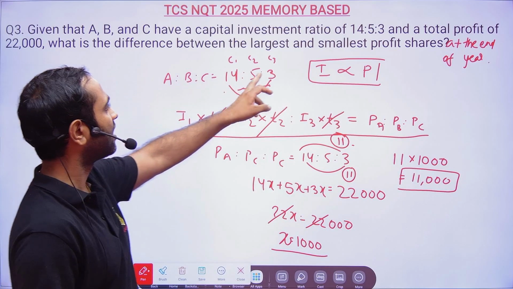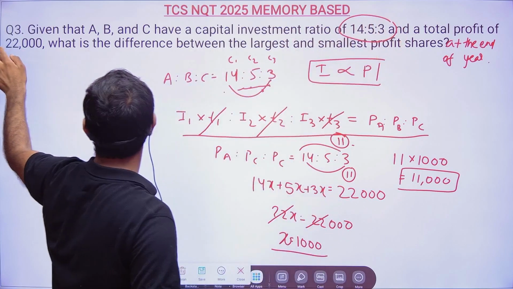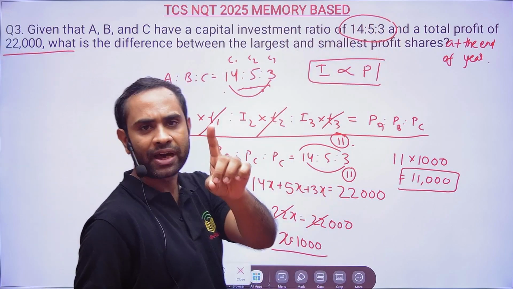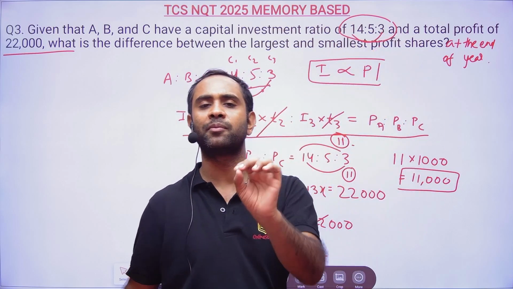In the beginning only I said, you see, 14 plus 5, 19. 19 plus 3 is 22. 22 units is equal to 22,000. 1 unit will be equal to 1000. Then the difference between these will be 11. 11 units will be 11,000.